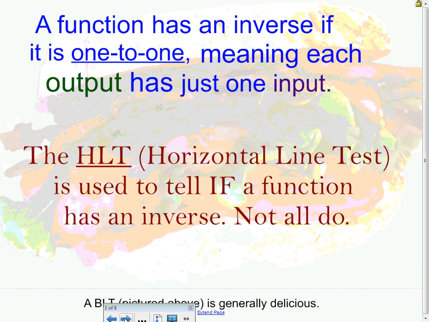Now, once we start talking about inverses, some functions actually have inverses and some don't. So a function has an inverse only if it is 1 to 1, all right?